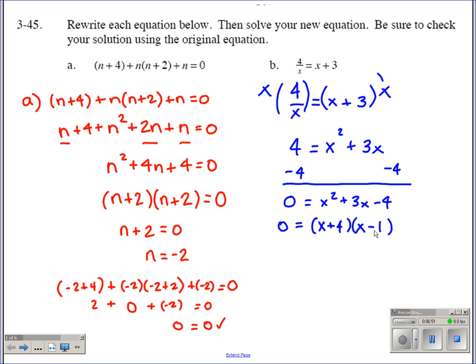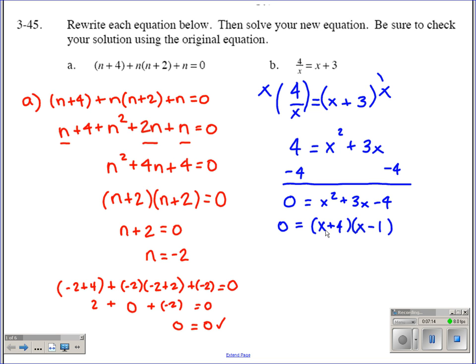Positive 4 times negative 1 gives us negative 4. 4 times x is 4x. Negative 1 times x is negative x. A positive 4x and a negative x gives us that positive 3x. If you need to use your generic rectangle to factor it, please go ahead and do so. I'm just doing this shorter method here for the fact that I don't want it to take up too much time here in the video.